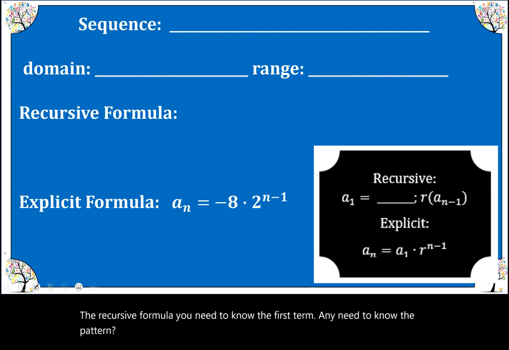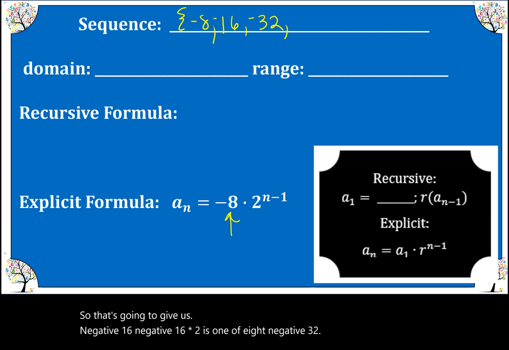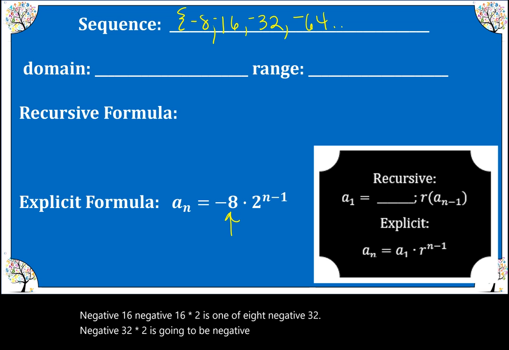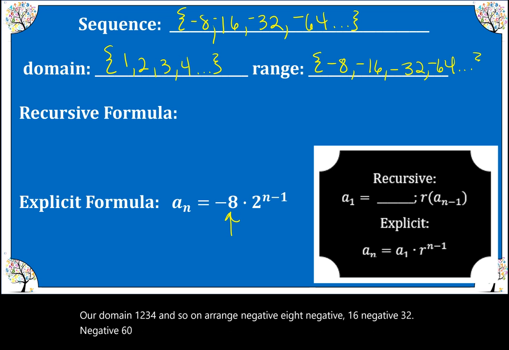Okay, here is our last one. The first term of our sequence is -8. The pattern is multiplying by 2. So that's going to give us -16. -16 times 2 is going to be -32. -32 times 2 is going to be -64, and so forth. Our domain, 1, 2, 3, 4, and so on. Our range, -8, -16, -32, -64, and so on.